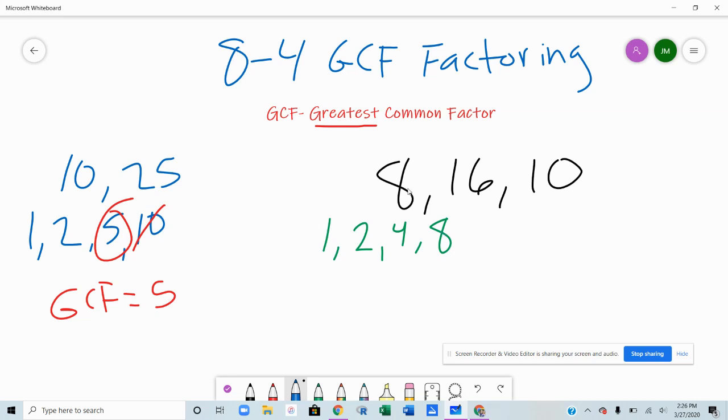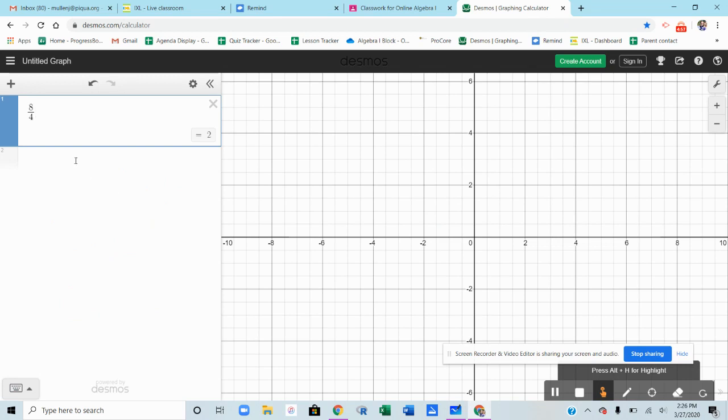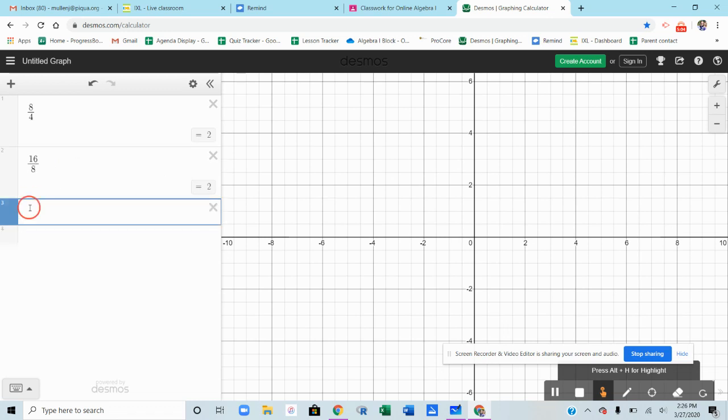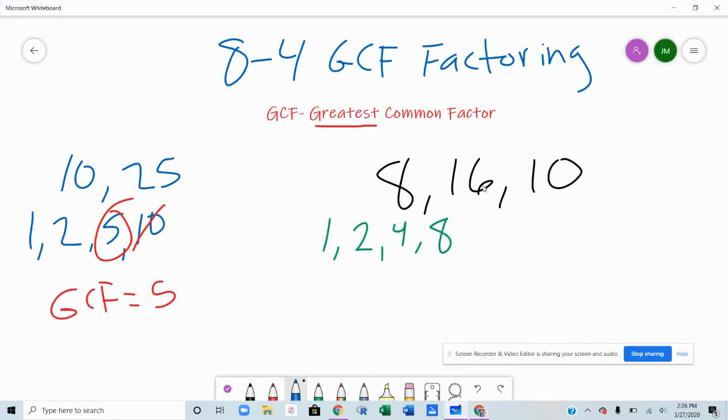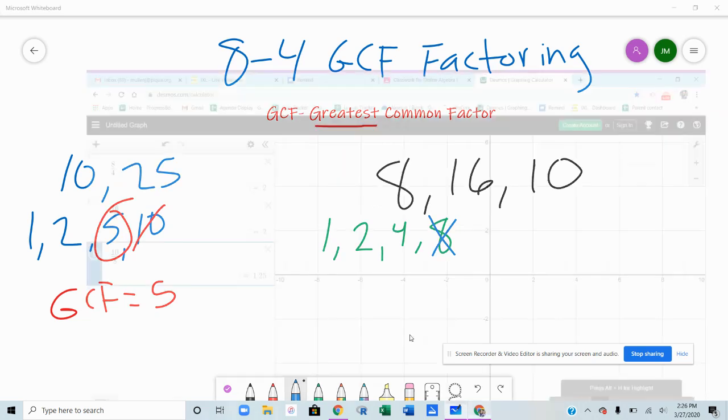If it does not work, you try the next one. It has to work for both though. So we can come back here and we're going to try 16 divided by 8. And it does work, so we need to try 10 divided by 8, which does not work. So 8 is a factor of 8 and 16, but not of 10, so it is not your greatest common factor. So then you would move on and you would try 4 the same way.